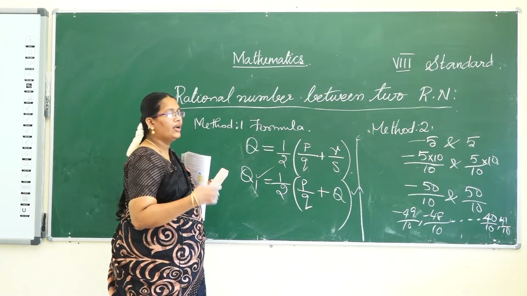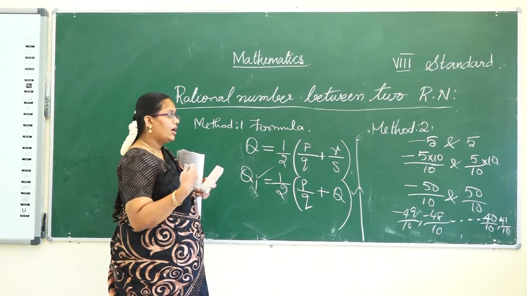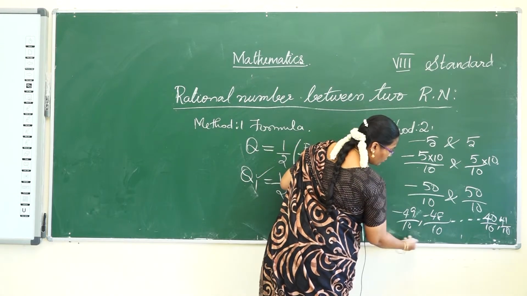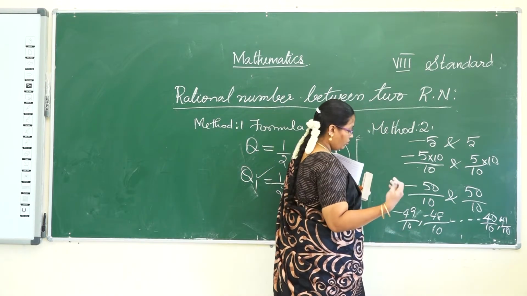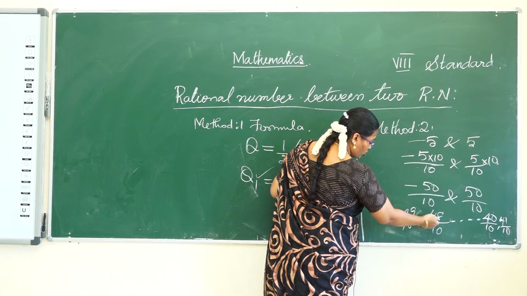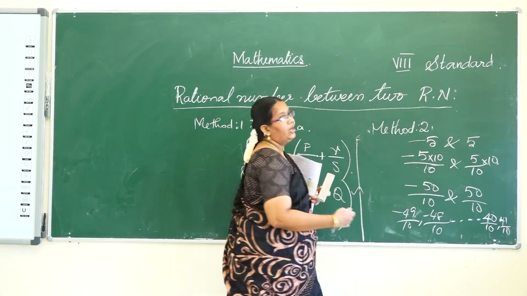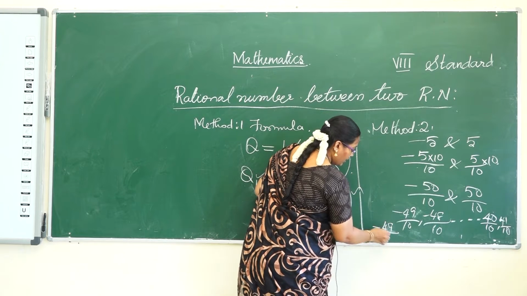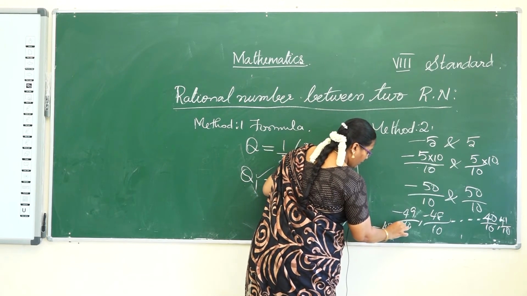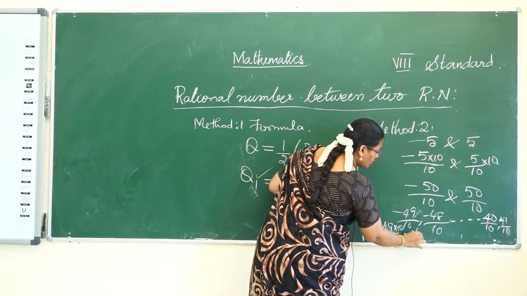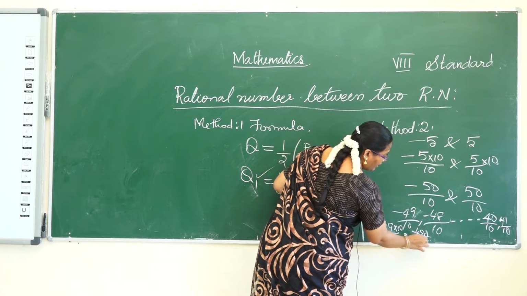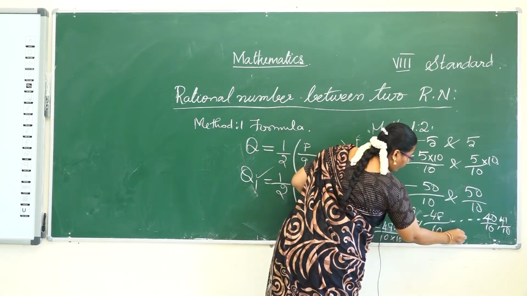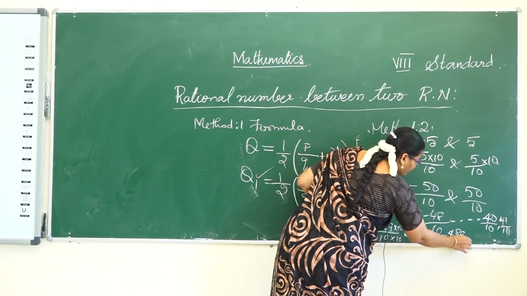So just multiply the numerator and denominator by 10, and next you need the numbers in between these two numbers. Find 2 or 3 rational numbers between these two numbers. What do we do? Multiply by 10. Here, minus 49 by 10, the numerator and denominator multiplied by 10, what do we get? Minus 490 by 100. So between these two numbers, here also minus 480 by 100.